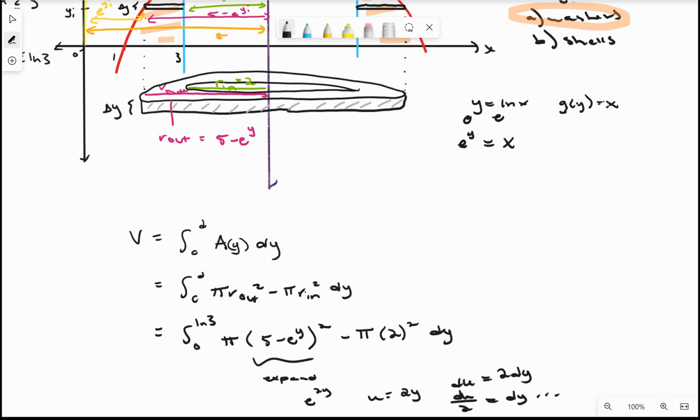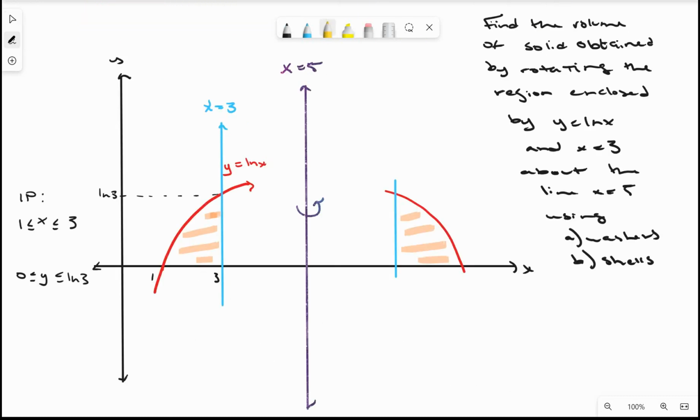Now we're going to do this using the cylindrical shell method. To use shells, and how this is different from washers, is we're going to form these rectangles that are parallel to the axis of rotation instead of perpendicular. So you can kind of remember it that way.